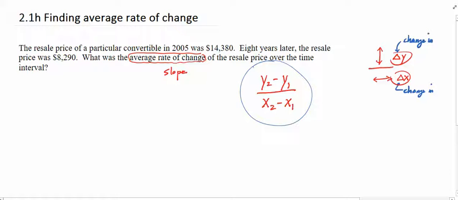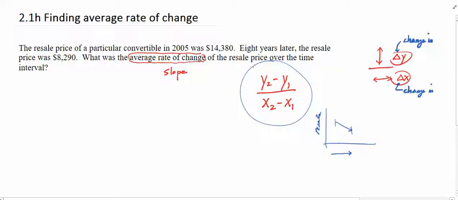It says the resale price of a particular convertible in 2005 was $14,380. 8 years later, the resale price was $8,290. What was the average rate of change of the resale price over the time interval? All right, so here's what we're doing. We're saying as time goes by, what's happening to the resale value, right? Well, we can see by looking at the numbers that it's going down, right? It's going down. And so we want to know, hey, how much has it gone down between the two dates, meaning during the time interval that they are talking about.